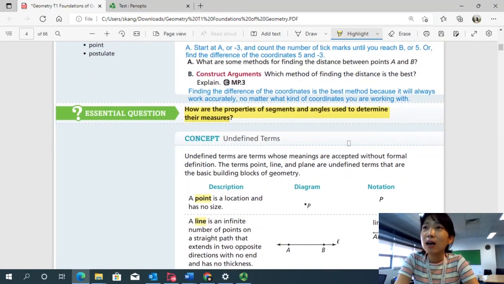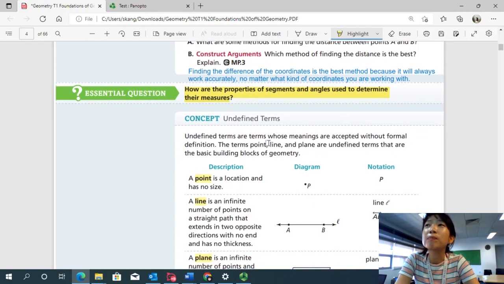All right, the concept of undefined terms. Undefined terms are terms whose meanings are accepted without formal definition. So what do you know about defined terms? They could be defined, they could be explained, but undefined terms have meanings that are accepted without formal definition in geometry. Okay? The terms point, line, and plane are undefined terms.